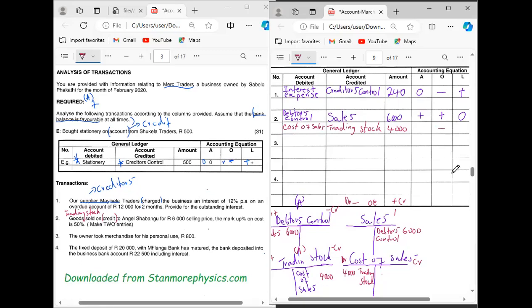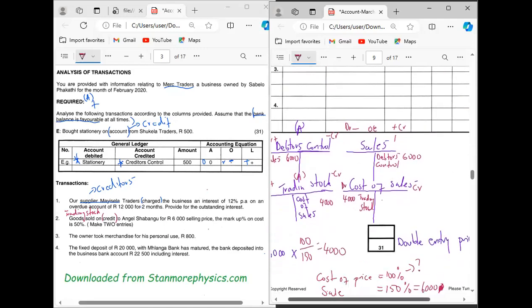And then we go to trading stock. Trading stock is classified as an asset, owner's equity, or a liability? Our trading stock is classified as an asset. How will our asset be affected, positive or negative? It will be affected on the negative side, so we go to assets and write negative. And we did not say anything about liabilities.